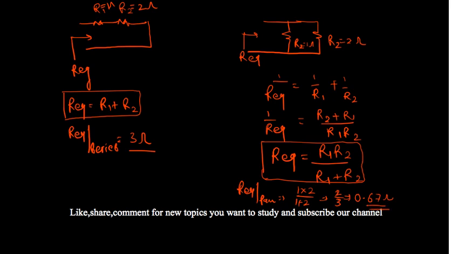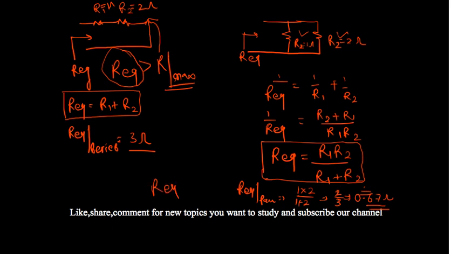So what is it actually telling us? In case of series resistance, the equivalent resistance will always be greater than R max. Whatever resistances you have used and whatever maximum value is available here, your equivalent resistance will come more than that. Correct? And in case of parallel, what is happening? Your R equivalent is 0.67, which is very small compared to R1 and R2. So in case of parallel, your R equivalent will always be less than R min.